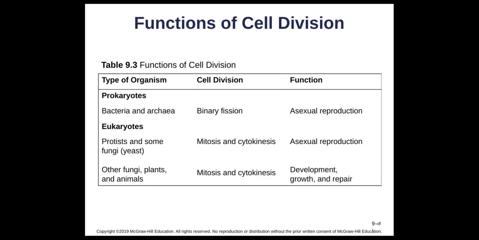So again, for prokaryotes, bacteria, and archaea, this binary fission is what is responsible for asexual reproduction. In protists and some yeasts or some fungus that are single-celled, it's mitosis and cytokinesis that is responsible for asexual reproduction. But in our other eukaryotes, fungus, plants, animals, it's development, growth, and repair.